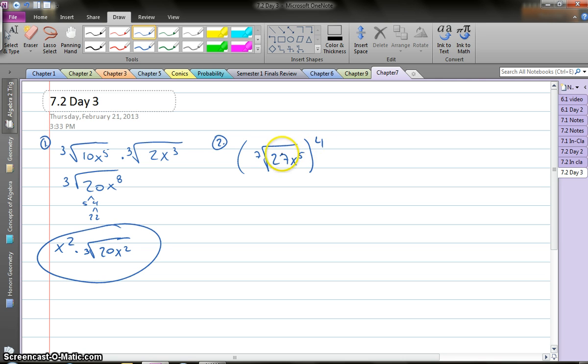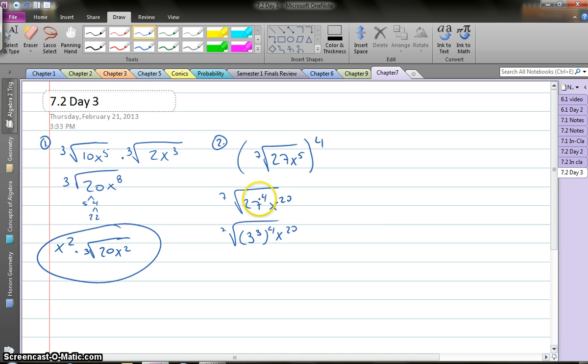All right, so I'm going to take the 4 to everything on the inside. All right, so the 7th root of 27 to the 4th, x to the 20th, because 5 times 4. So the 4 has to go to both terms. Now, 27 can be written as what? 3 to the 3rd, right? Okay, now, you might again try to tackle this a different way. 3 to the 3rd to the 4th, x to the 20th.